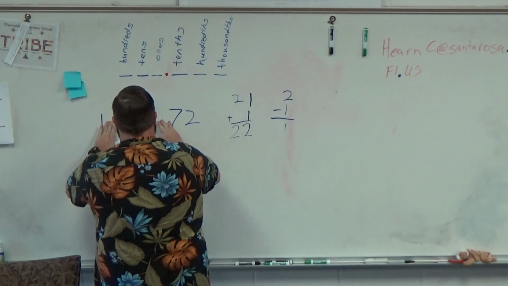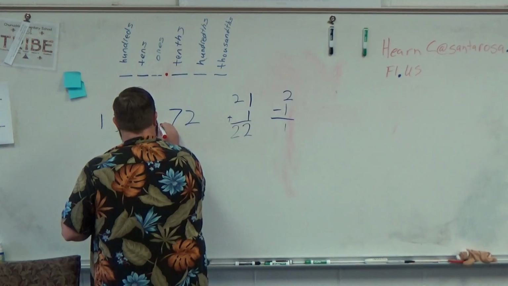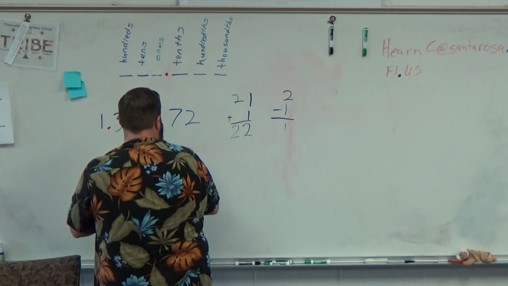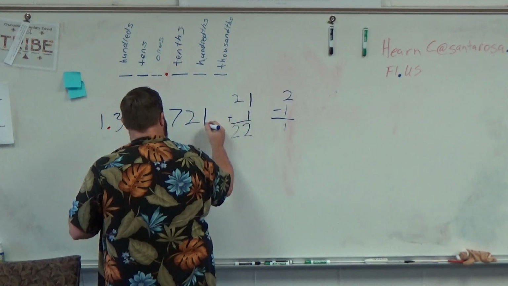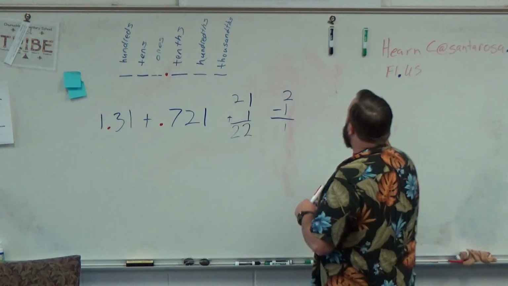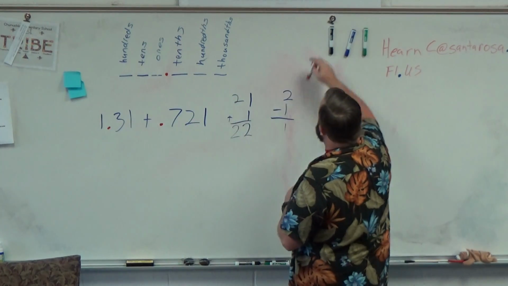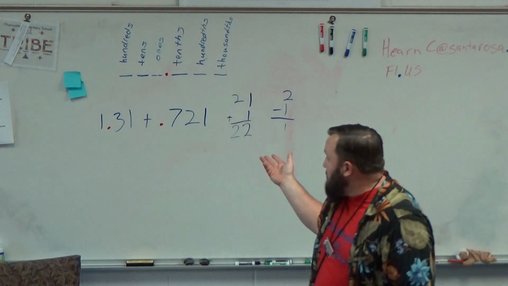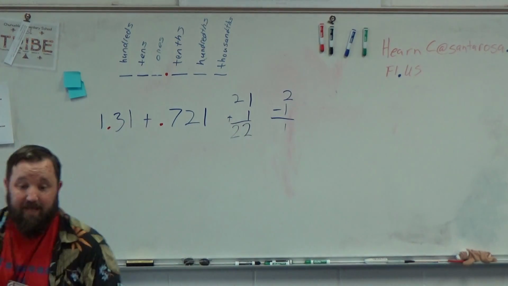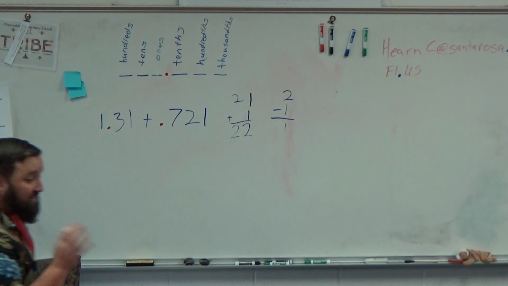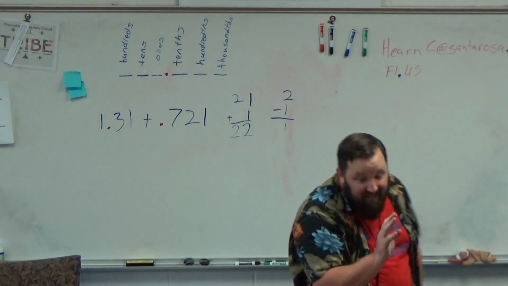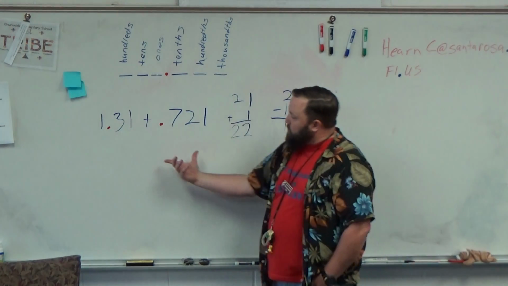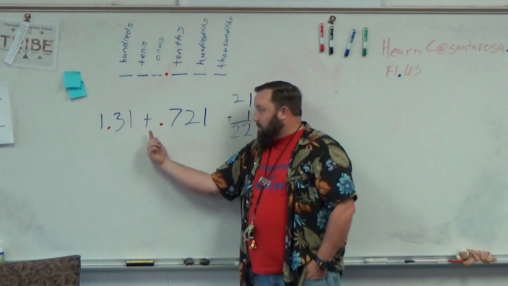Let's do this. Let's make it nice and pretty, shall we? And just to make sure you're paying attention, let's add a 1 there. Alright, so in this problem right here, we have 1.31 plus 0.721. And we know we can only add ones and ones. And thousandths and thousandths, right? And hundredths and hundredths.